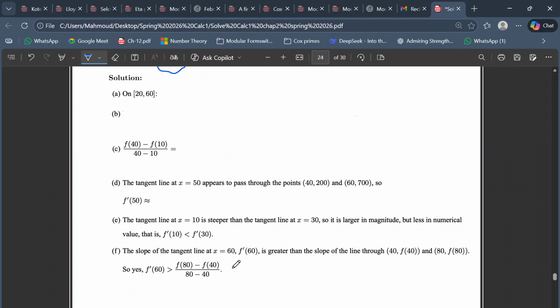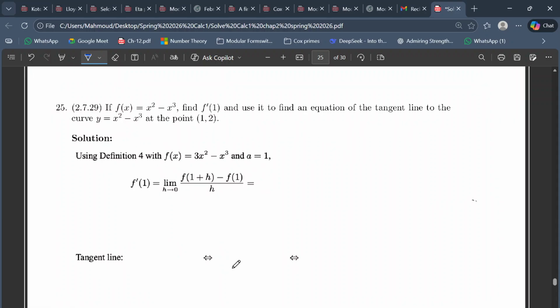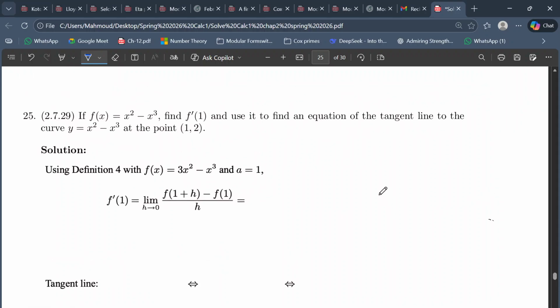We solved it correctly. Now we have question 25. Do you imagine this nice coincidence? It's question 25 and the time is also 25. I did this on purpose. It's not a coincidence.